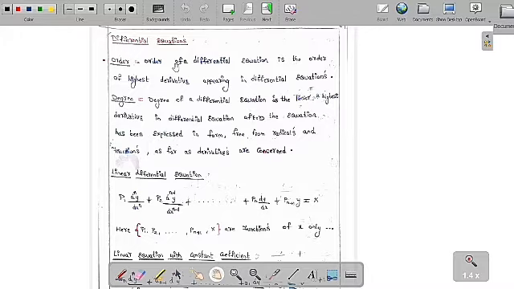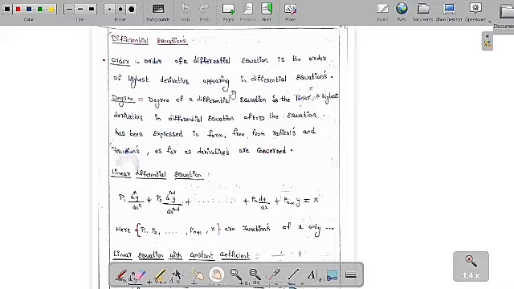Order means the highest derivative in a differential equation. Degree means the highest power of that order, and it must be free from fractions. By using some simplifications, we make it free from fractions, and whatever the power of the highest order is, we call that the degree of the differential equation. The order is the highest derivative present in the equation.